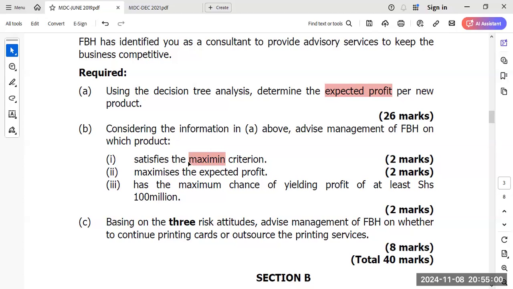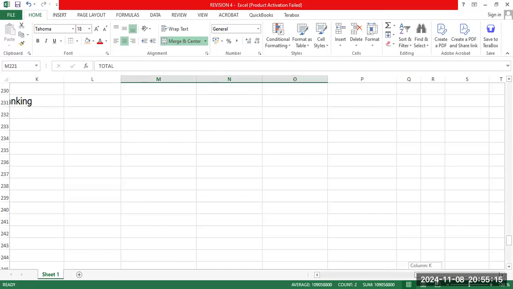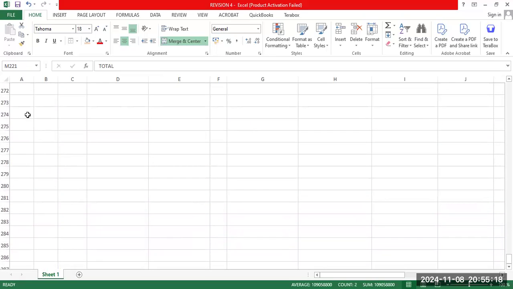Okay, part B. Part B, they are saying, considering the information in A above, advise management on which product. So, part B. We are advising the management on what? On the minimum, on the max? Is it on the max? Using max mean criteria.